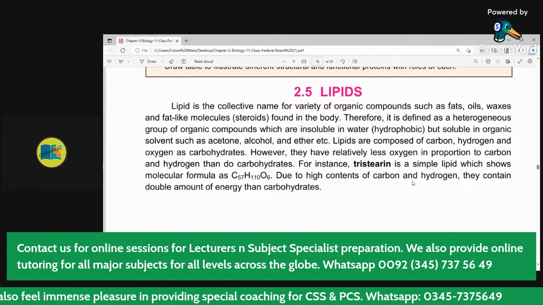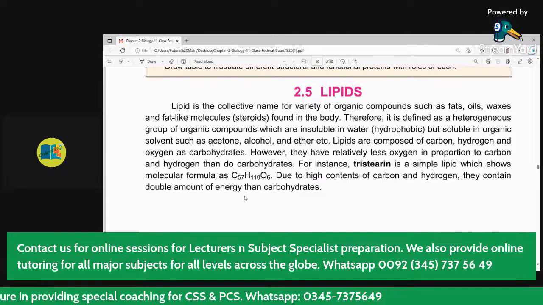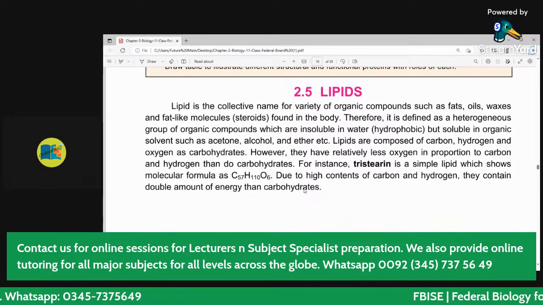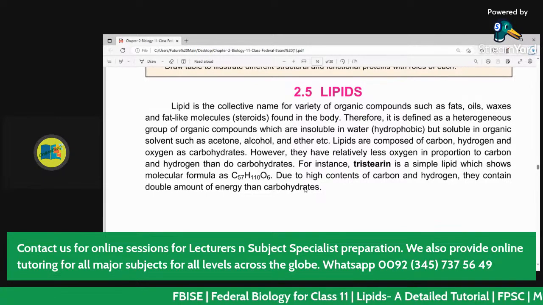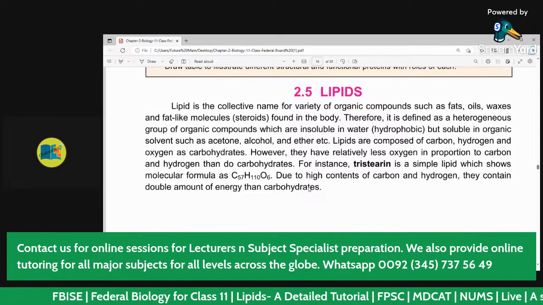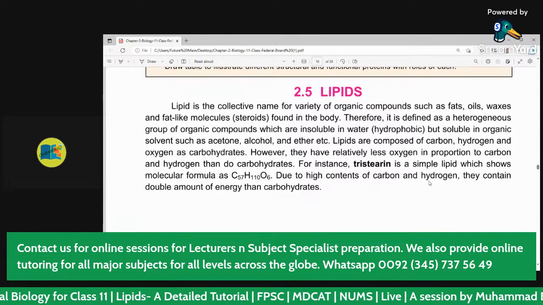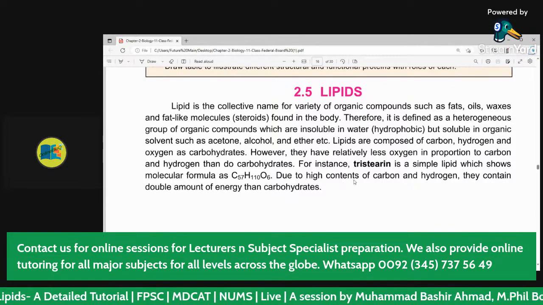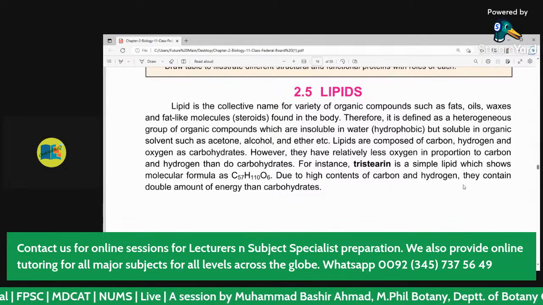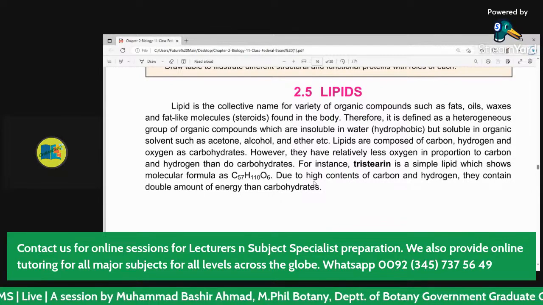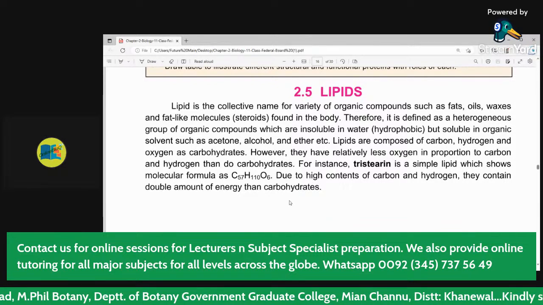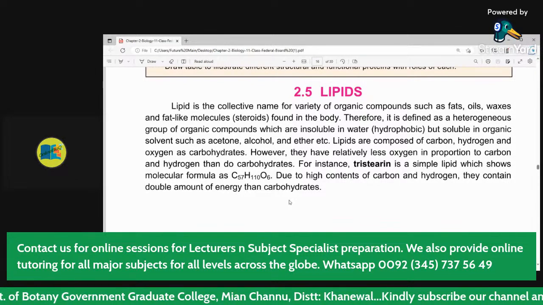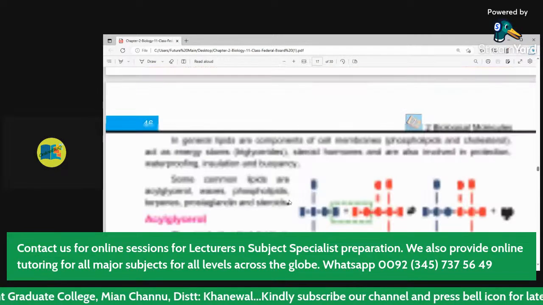Due to higher contents of carbon and hydrogen, lipids contain double the amount of energy than carbohydrates. So when carbohydrates are compared with lipids, for the same mass, lipids contain double the amount of energy, due to the presence of high contents of carbon and hydrogen.